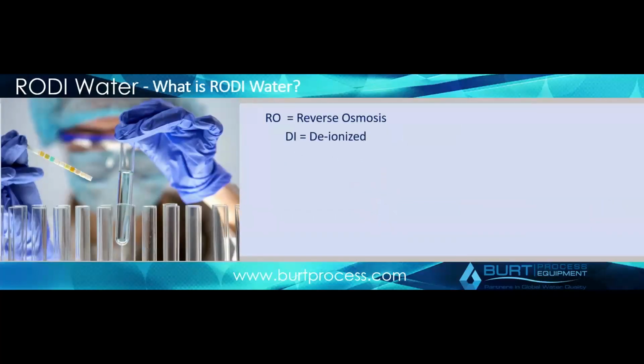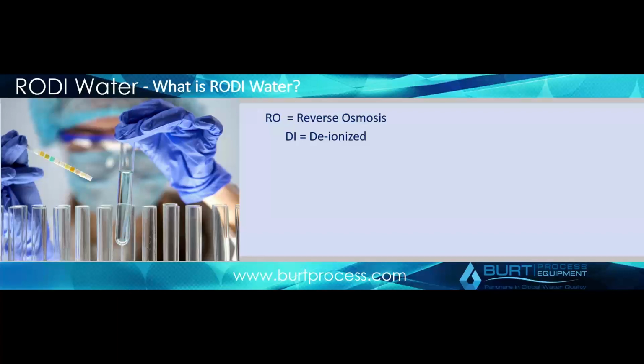A couple of quick definitions as we get started here. One of the things people utilize a lot, and utilize interchangeably with these systems, is the term RO or DI or reverse RODI type system. I generally use the term high purity water system because it covers the variety of type of systems we're talking about.